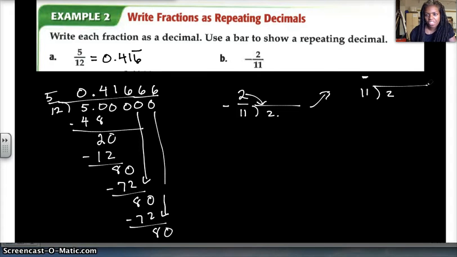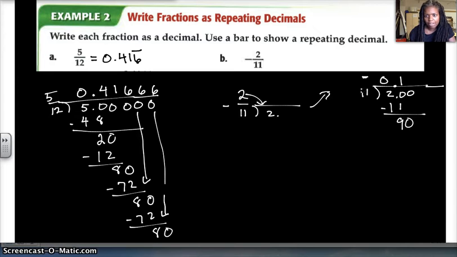So now I'm going to do the division. How many times does 11 go into 2? It cannot. Let me add some zeros to the back. Notice I line up my decimal place right over top of the decimal in my dividend. So 11 goes into 2, cannot do. 11 goes into 20, one time. 1 times 11 is 11. When I subtract, I get 9.